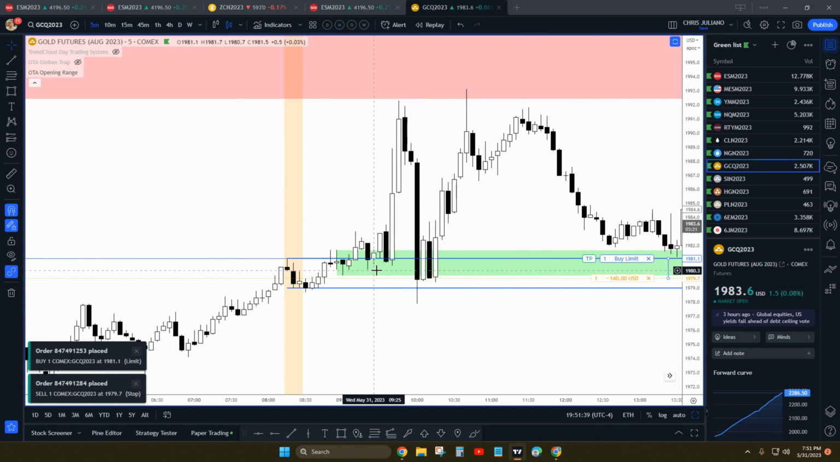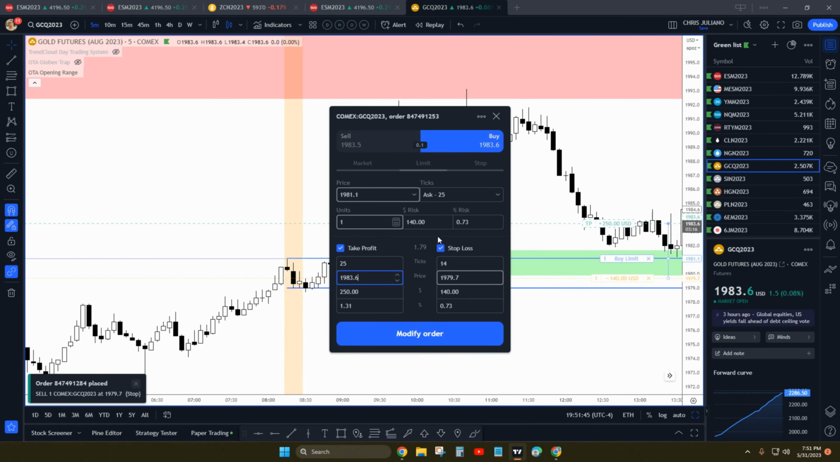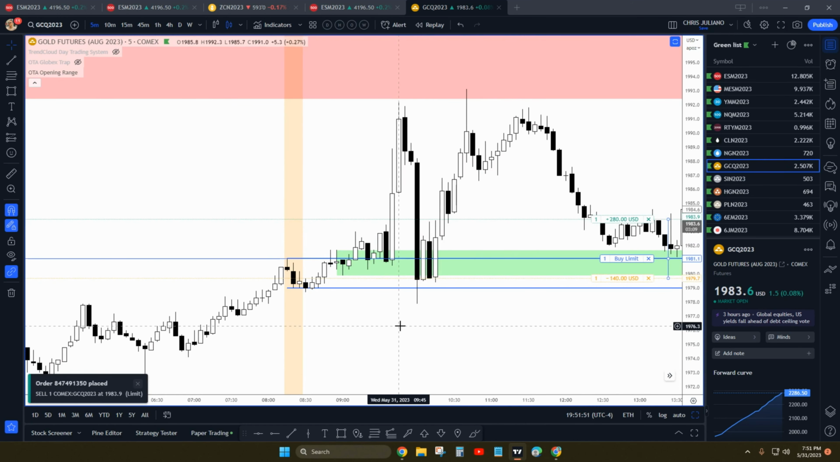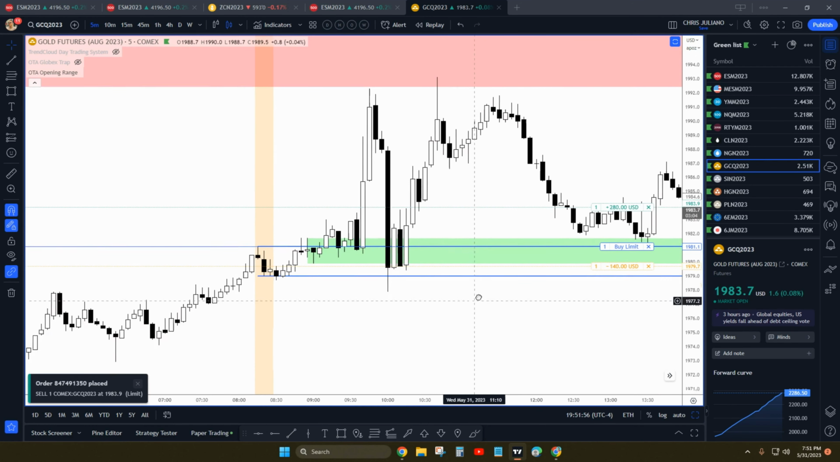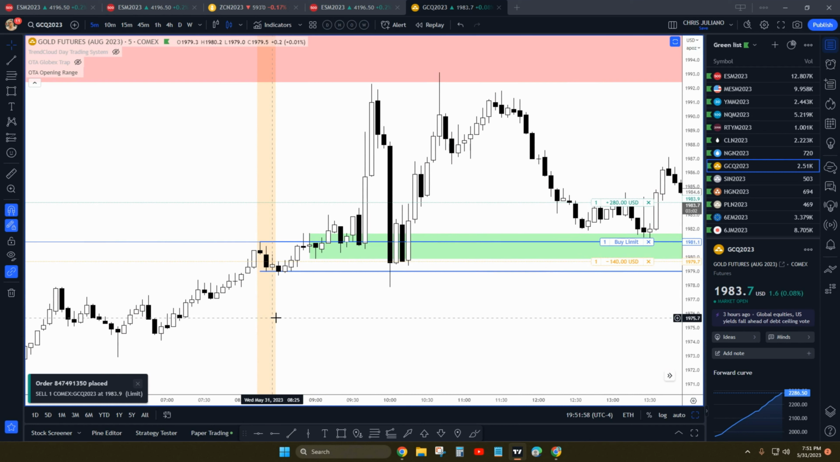$140 comes in, and your target right there, almost. There's your 2-to-1 right there. So if you did the full contract, you had maybe 1 or 2 on there, depending on your account size. Don't want to go past 1%. And that is a winner.